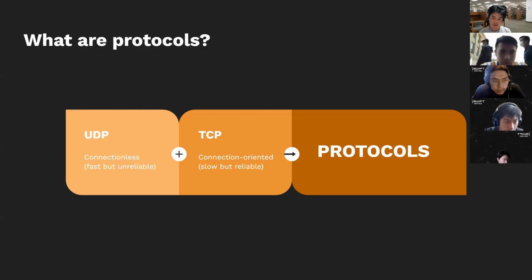But for TCP, it's the opposite. It's slow, but it's reliable. So if you were to connect to a website in the browser, it's most likely going to be using TCP because you want to officially connect to the other end device so that the communication is established and all the packets that are being sent are actually sent.